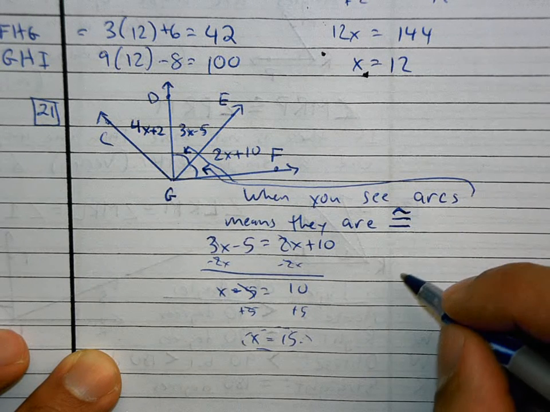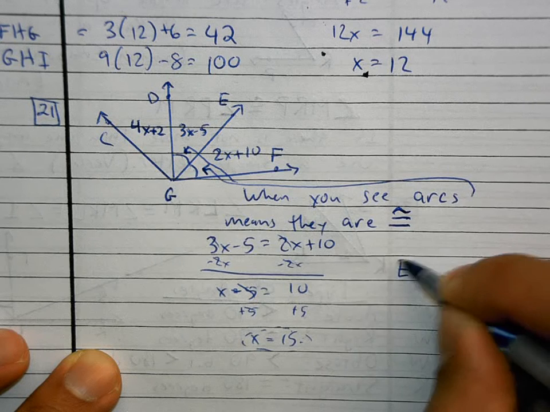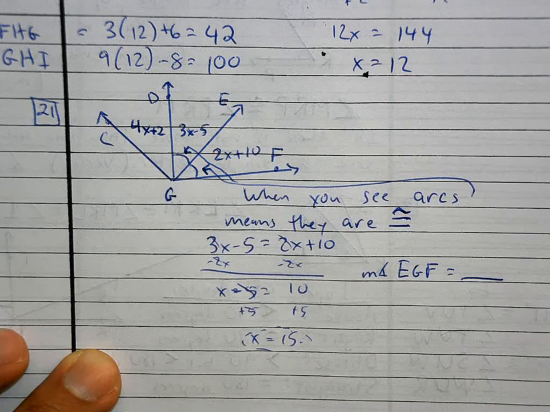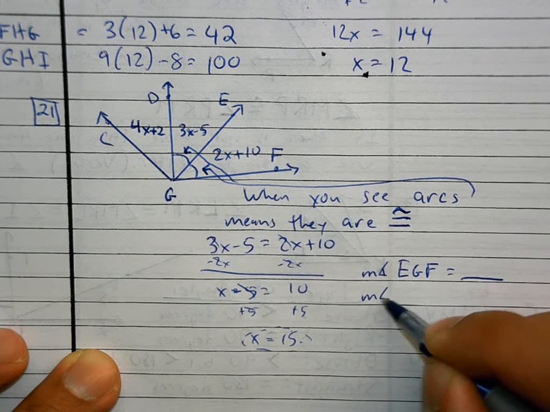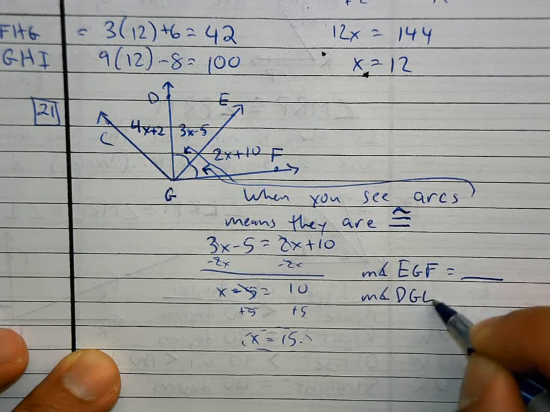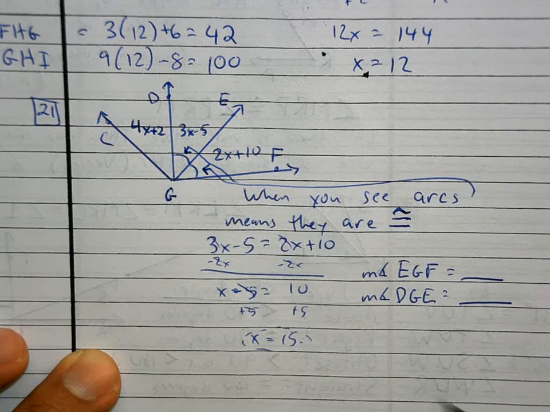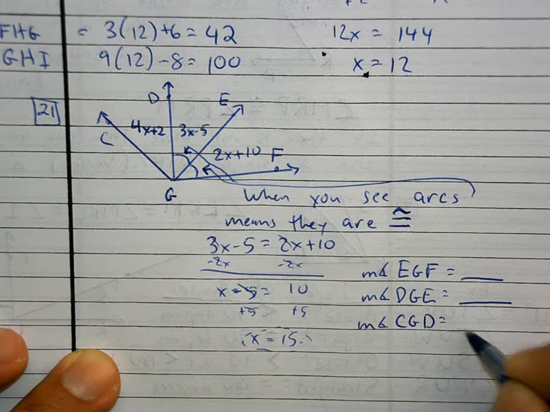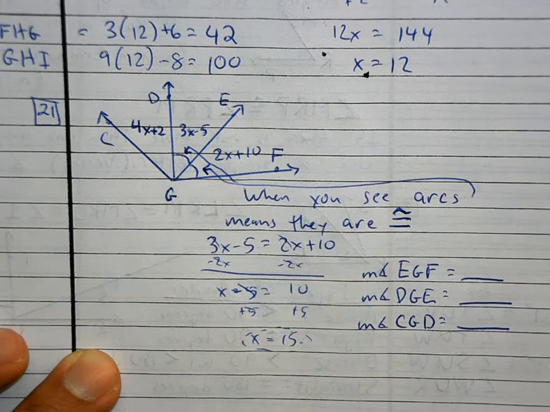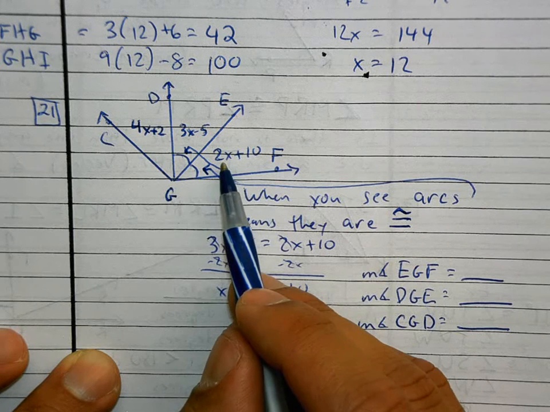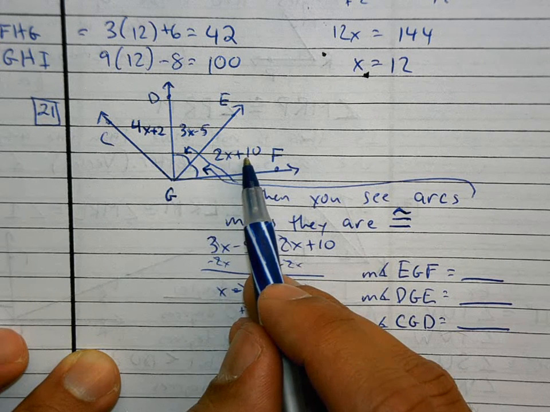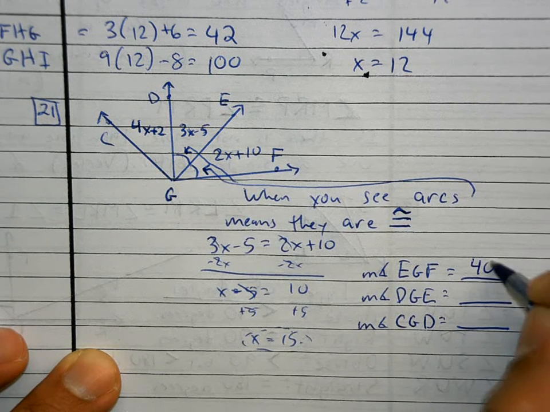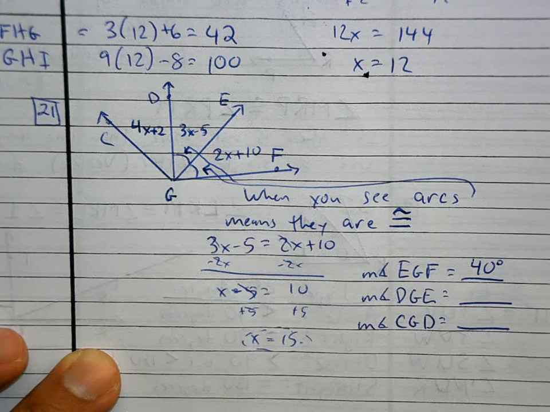Then we can figure out what EGF is, the measure of angle EGF. We can find the measure of angle DGE, and then we can find the measure of angle CGD as well. How do you figure it out? You plug it back in. 15 times 2, I know what that is. That's 30. Plus 10. 30 plus 10 is 40 degrees. So I know that's the answer there for EGF.